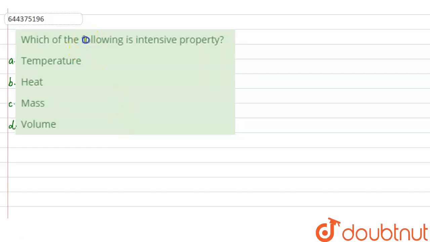Hello everyone, let us solve this question. The question says, which of the following is intensive property? Option A temperature, option B heat, option C mass, and option D volume. So in this question we have to tell which of the following is intensive property, right?